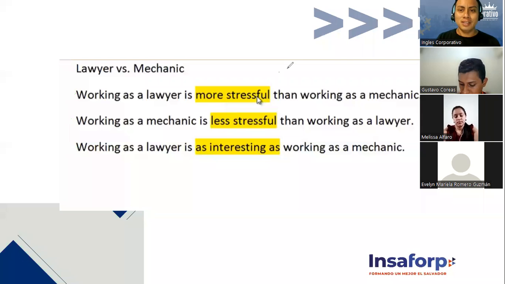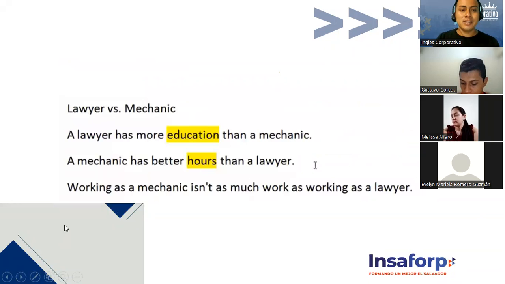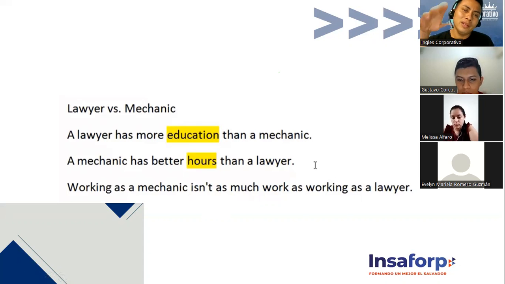So let's move on. This is what we're gonna focus on today. This is from the previous class. We can also compare using nouns, like a lawyer has more education than a mechanic, or a mechanic has better hours than a lawyer. And this is what we have said, like working as a mechanic isn't as much work as working as a lawyer. So now, I think it was Gustavo or Jose who sent one comparison with participles.